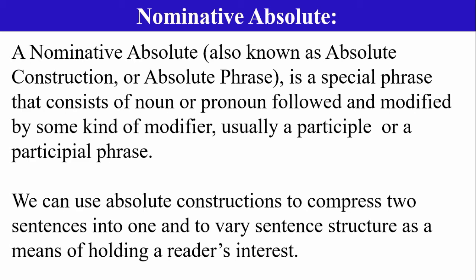Nominative absolute. A nominative absolute is a special phrase that consists of a noun or pronoun followed and modified by some kind of modifier, usually a participle or a participial phrase. We can use absolute constructions to compress two sentences into one and to vary sentence structure as a means of holding a reader's interest.